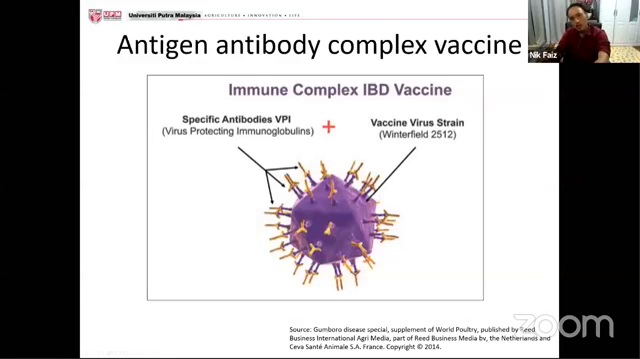Secondly, the antigen-antibody complex is one of the technologies in vaccine development. This is mainly focused on IBD, because the IBD vaccine virus itself usually gets neutralized by maternal antibodies. The antigen-antibody complex answers this problem by combining the antibody with the virus together.